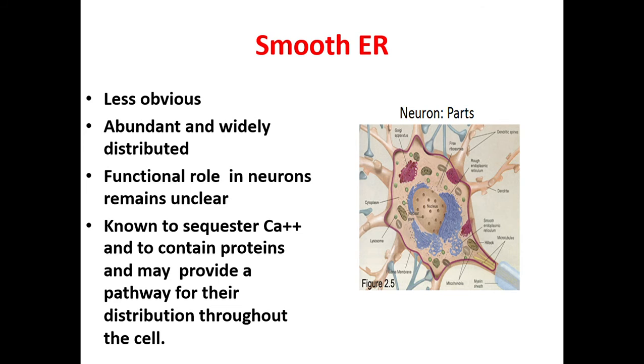The smooth endoplasmic reticulum is not well developed in nerve cells, so that's why it is less obvious, but it is abundant in number and widely distributed throughout the cell. The functional role in nerve cells remains unclear, but it is known to sequester calcium ions and to contain proteins, and may provide a pathway for their distribution throughout the cell.